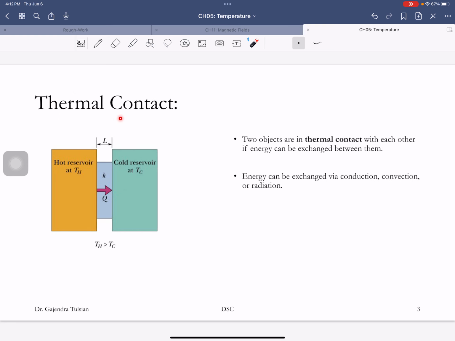When two objects are in thermal contact, they can exchange heat. When two objects are in thermal contact with each other, energy can be exchanged between them. There are three ways of exchanging heat: via conduction, convection, or radiation, and we'll learn about these. This will be important because we'll see how the body cools itself down when it overheats.